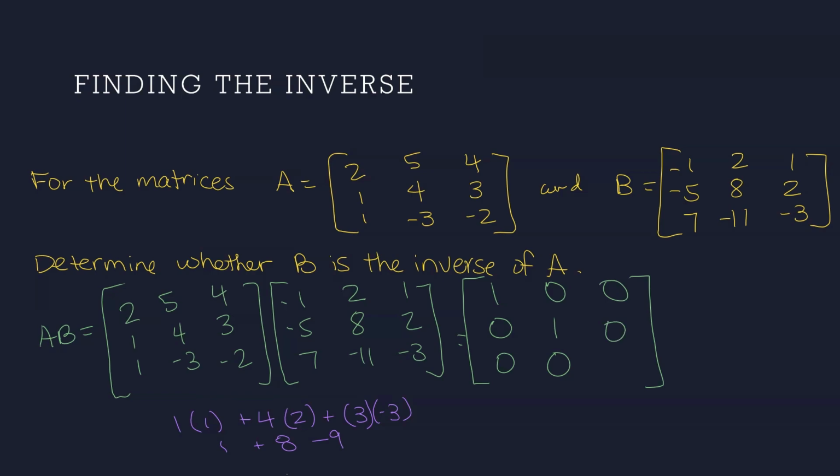If during this process you get some numbers other than ones and zeros, or something that's not in the right spot to get the identity matrix, then you can stop.